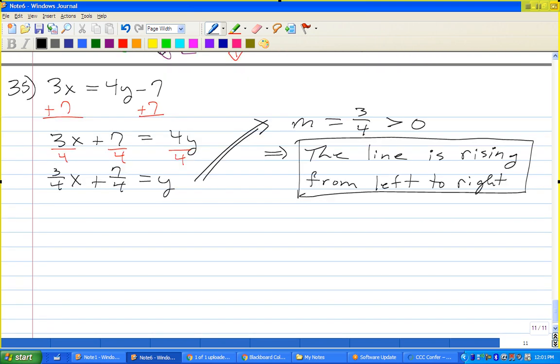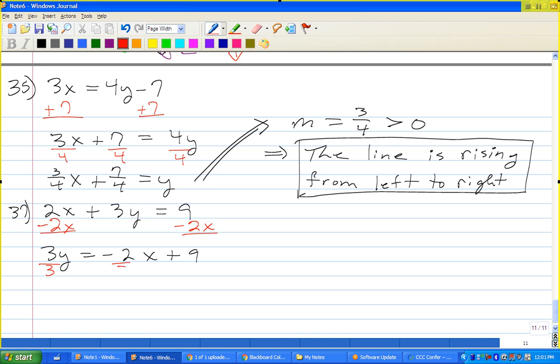Let me do problem number 37. 2x plus 3y equals 9. Subtract 2x from both sides. And so 3y equals negative 2x plus 9. Actually, from here you can tell that it's going to have a negative slope. But I'll continue. And so you know it's going to be falling from left to right. Divide by 3.